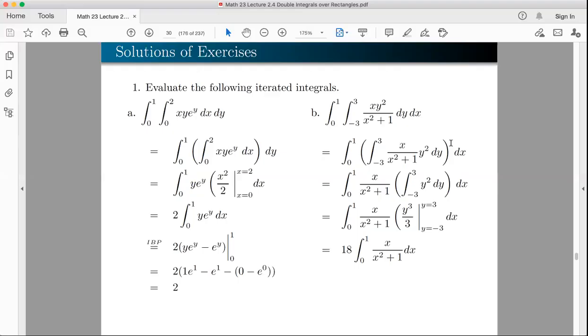Then we integrate, we let u be x squared plus 1, and then we get 18 over 2 ln of x squared plus 1 as the antiderivative. And then we evaluate when x is 0 and when x is 1. And the answer is 9 ln of 2.